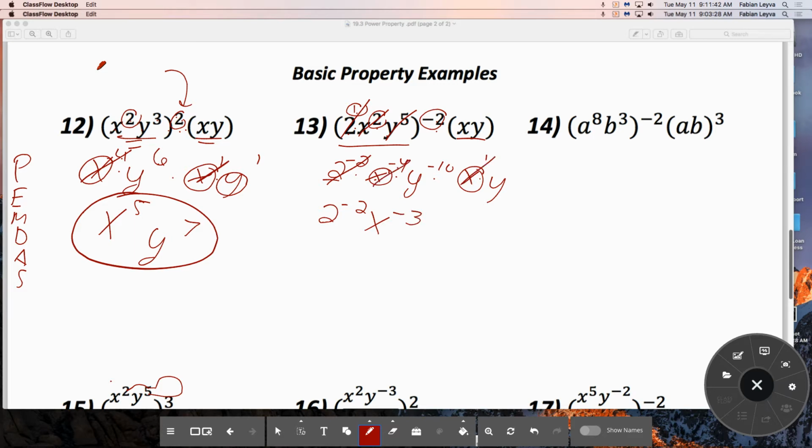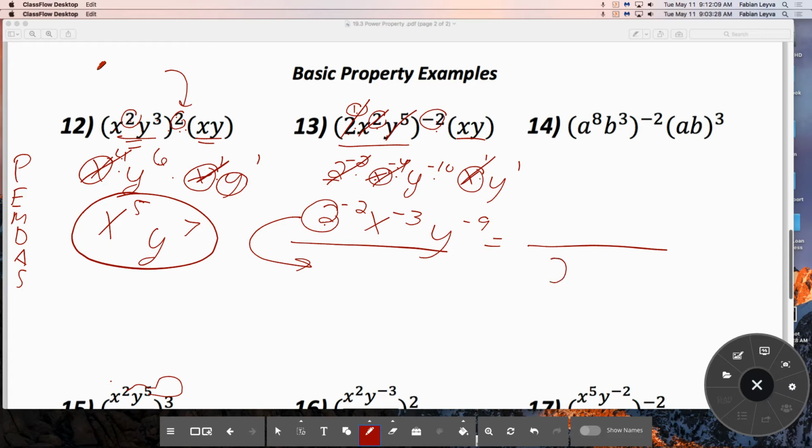Y raised to the negative 10 times y to the 1, base stays the same. Negative 10 plus 1 is a negative 9. Now, you'll notice here that we did the power property to begin with, and then we did the product property, and then now we have to start dealing with negative exponents, because remember, it's improper to have negative exponents. But they are all right to deal with, because all we have to do to get rid of the negative exponents is move the base to the opposite side.